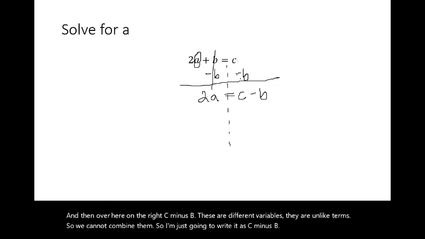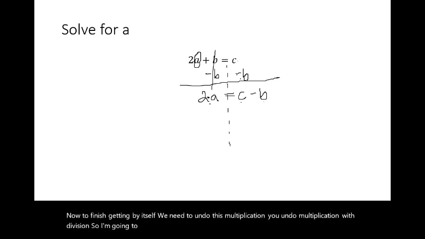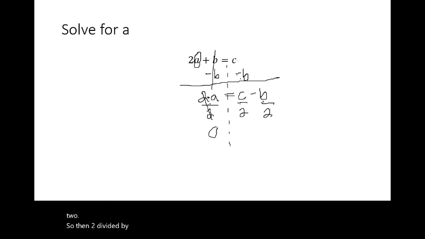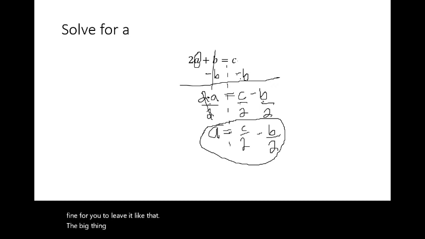Now to finish getting a by itself, we need to undo this multiplication. You undo multiplication with division. So I'm going to divide every single term on both sides by 2. I'm going to take this term and divide it by 2, this term and divide it by 2, and this term and divide it by 2. So 2 divided by 2 cancels out, leaving you with a equals c over 2 minus b over 2, and it is completely fine for you to leave it like that. The big thing is that the variable that you're supposed to solve for is by itself, so that is a good enough final answer.